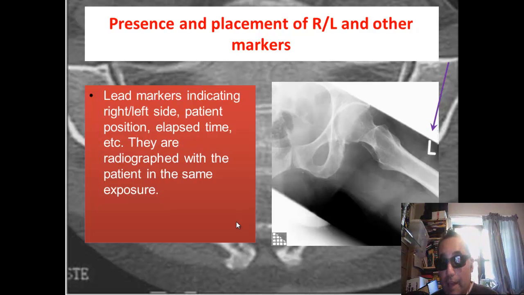Here we're indicating that this is the left hip. I sincerely hope this is the left hip. This marker could possibly be wrong. So really, we're not talking about just marking. We're talking about marking correctly. A very simple and easy mistake can have drastic consequences.